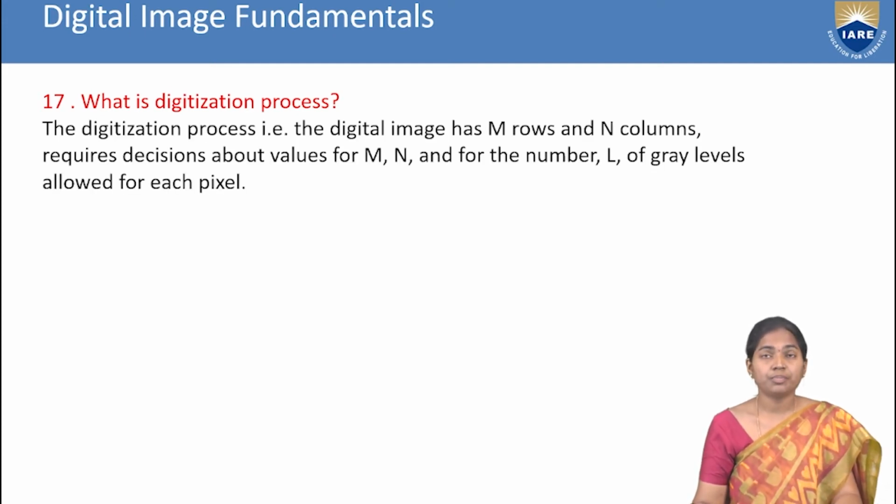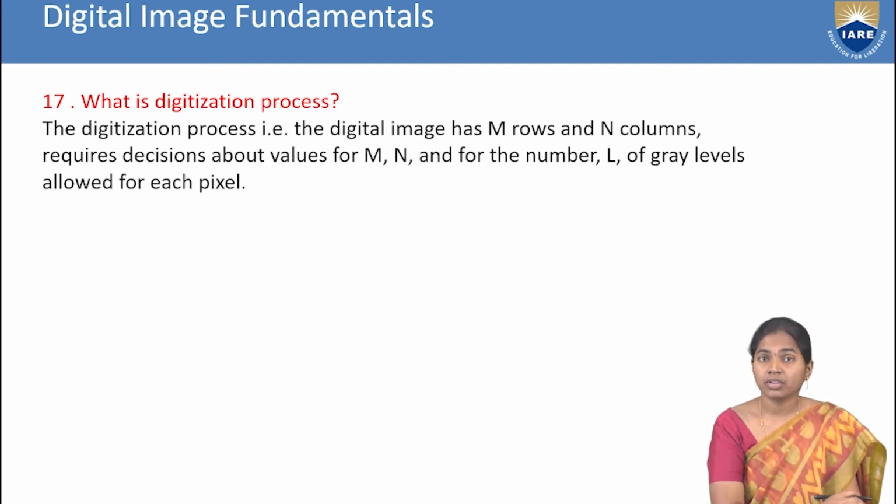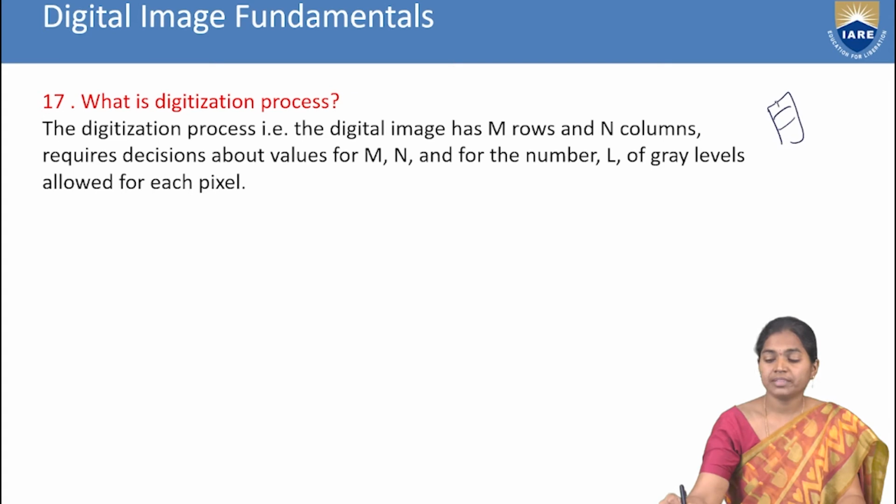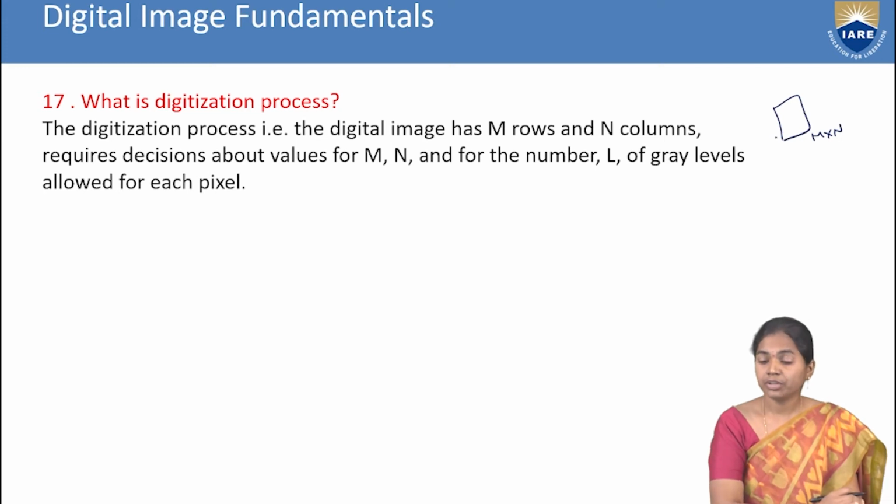What is the digitization process? It means how to convert an analog image into digital form, with the use of sampling and quantization, so that a continuous image can be represented in digital form. Digital images are represented in the form of pixels, with m rows and n columns, and the size of the image is m into n. Depending on the m into n size, we have a number of pixels, and each pixel has its gray level value.